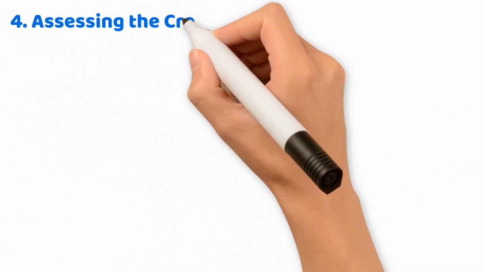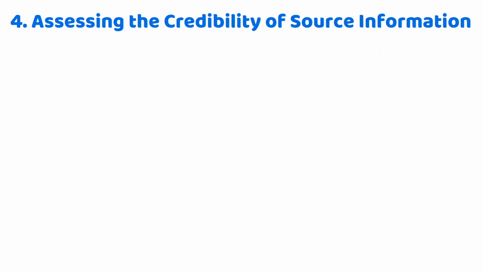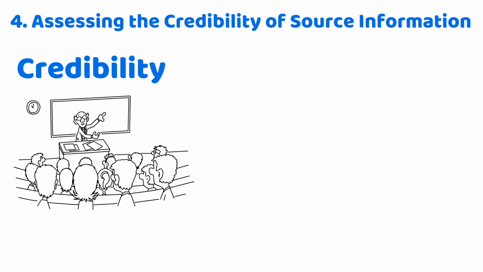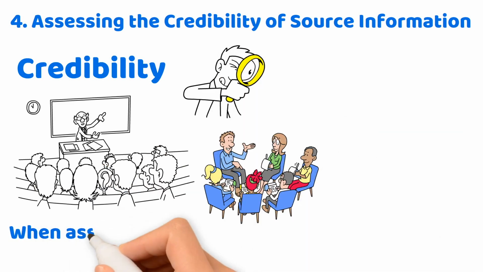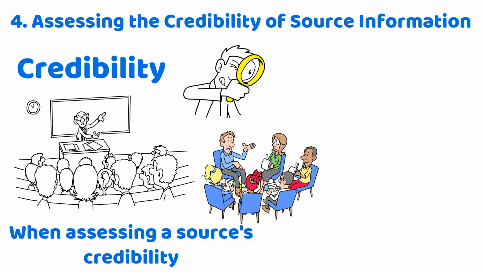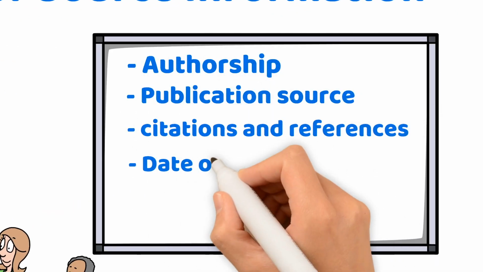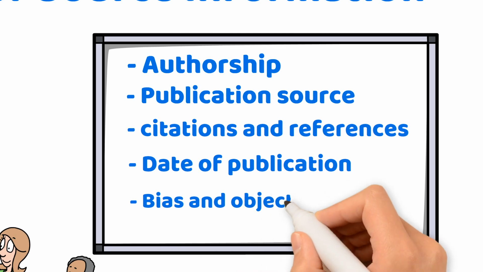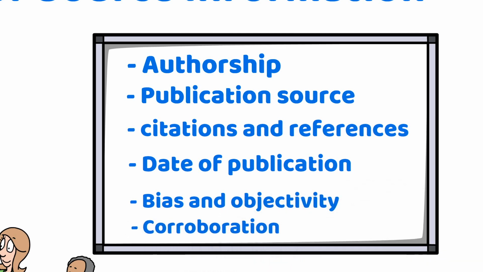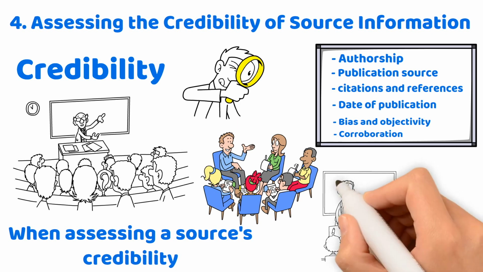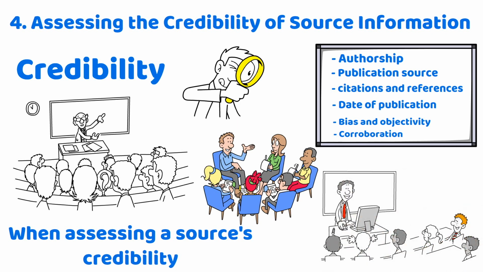4. Assessing the credibility of source information. Next, let's talk about source credibility, which is crucial for teaching, research, and decision-making. When assessing a source's credibility, consider the authorship, publication source, citations and references, date of publication, bias and objectivity, and corroboration. Teach your students to ask critical questions about these aspects to ensure they are using reliable information.